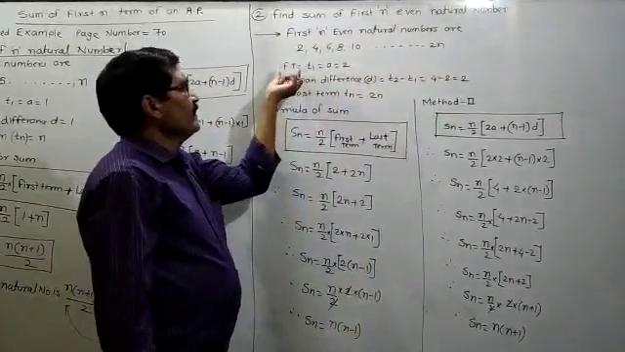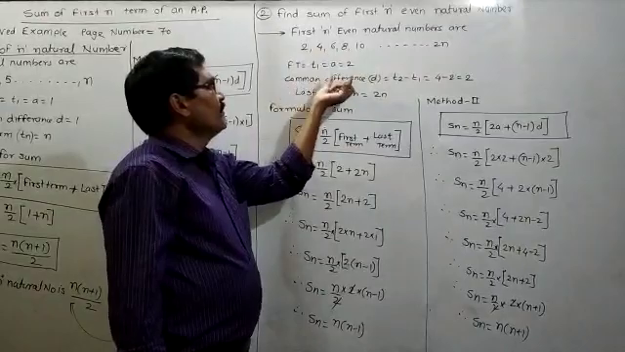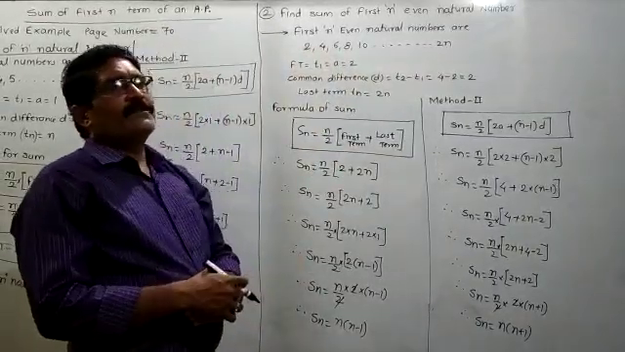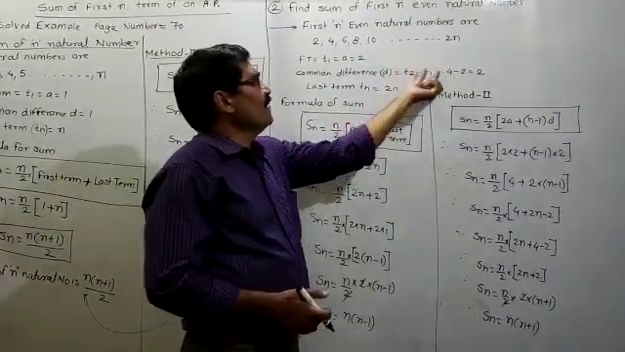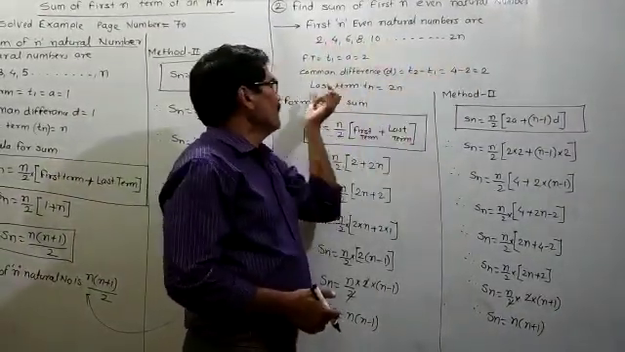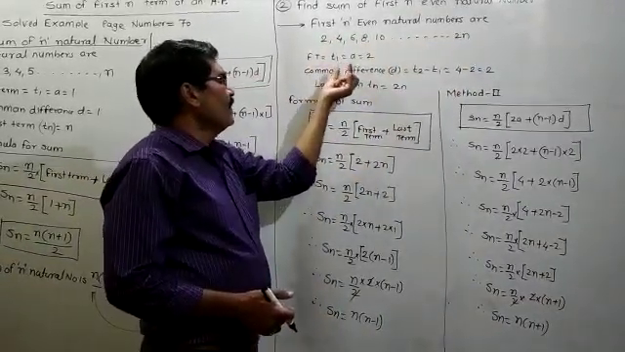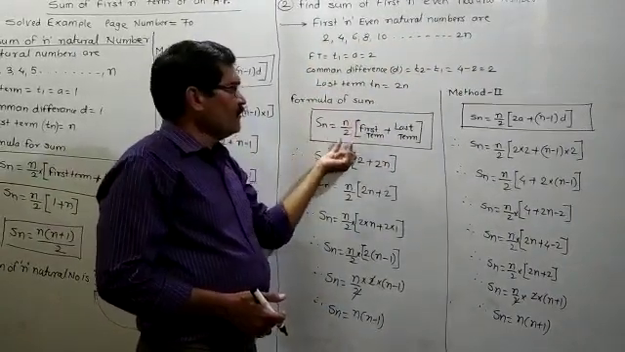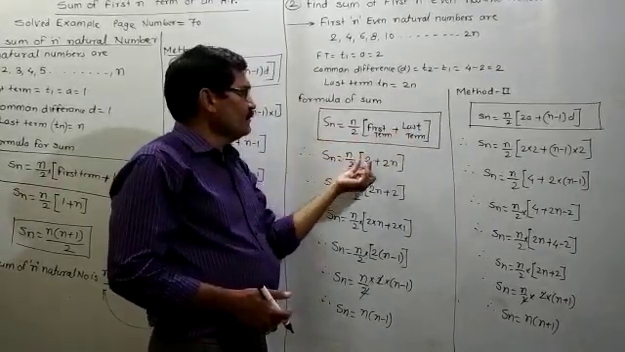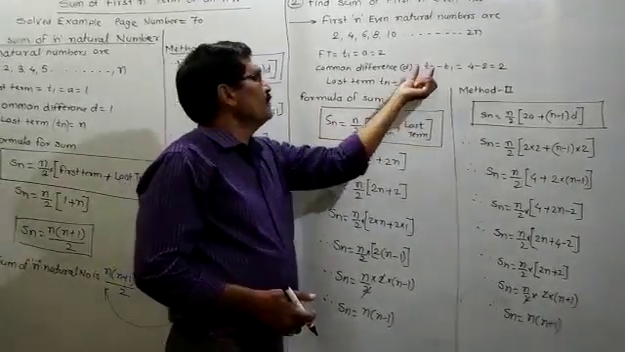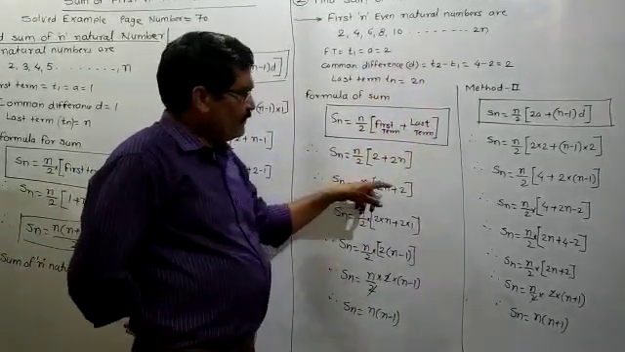In the same manner, the first term T1 is equal to a is equal to 2. The common difference between two consecutive even numbers is always 2, since T2 minus T1, 4 minus 2, is equal to 2. The last term will be 2n. So put the values in the formula Sn is equal to n upon 2 into bracket first term plus last term. N upon 2 as it is, first term is 2 and last term is 2n, so n upon 2 into 2n plus 2.